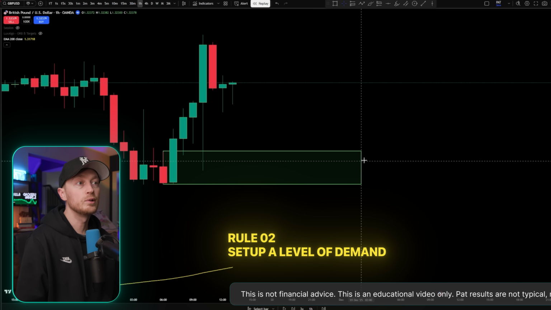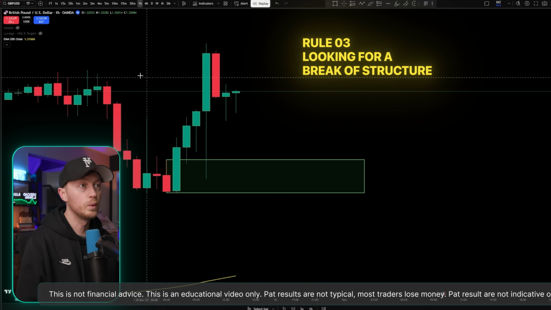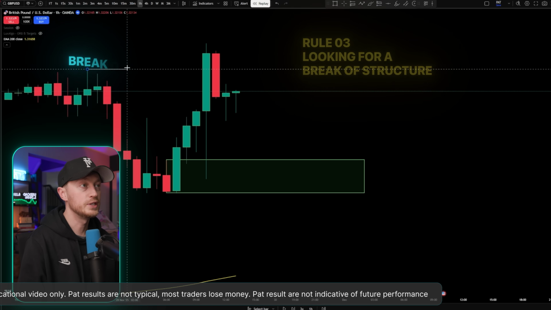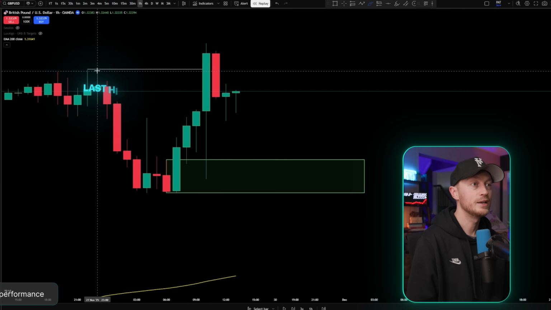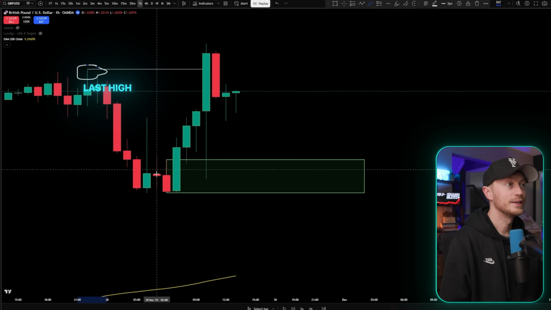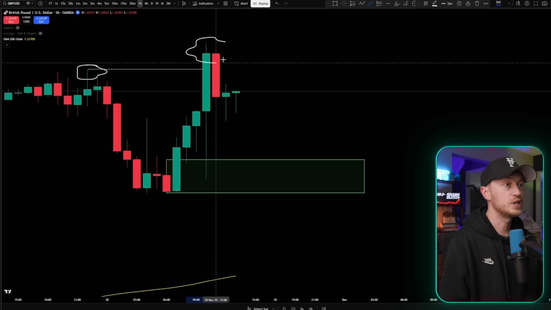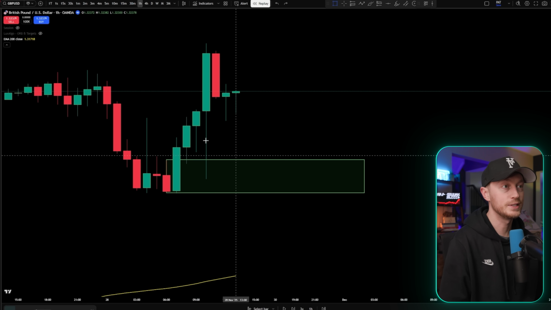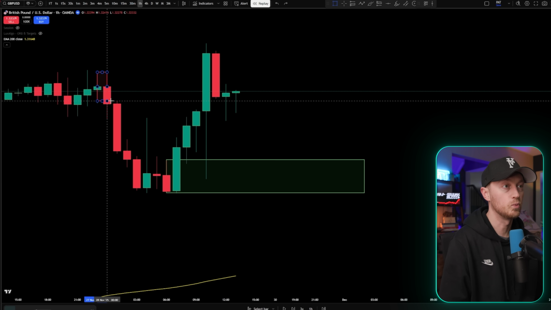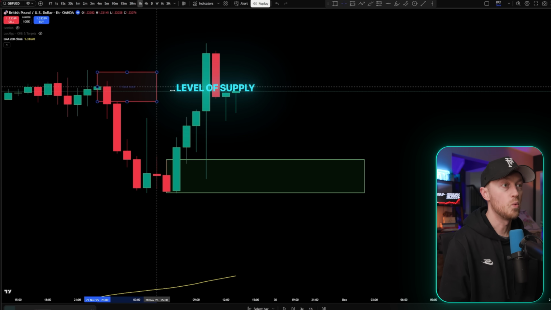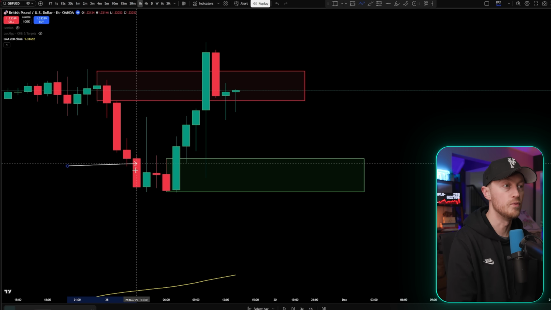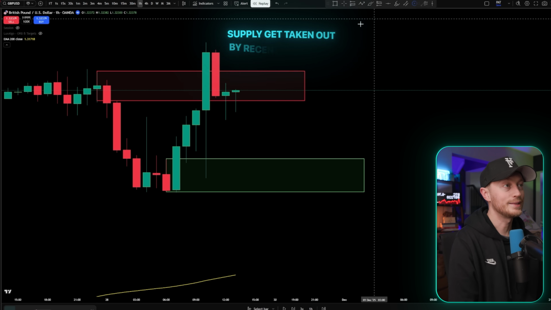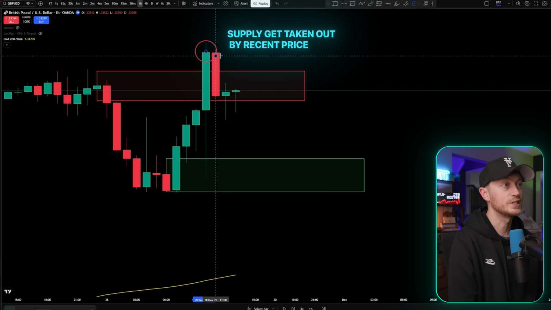Now, rule 3, we're looking for a break of structure or we want to take out supply, okay? So this is a break of structure right here because this is the last high. So we want to see that high get taken out by price. The same goes for supply. You could see this is a level of supply right here. Why? Because we had 1, 2, 3, 4 red candles down. It was an aggressive move. So we want to see that supply get taken out by recent price, which is exactly what happens right there. So that's your third rule.